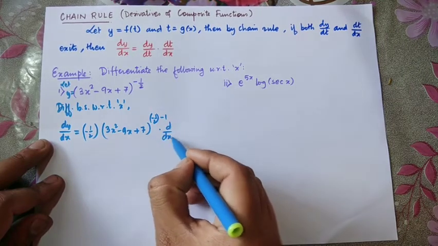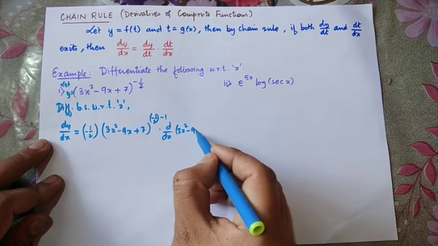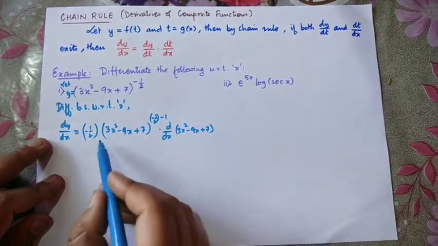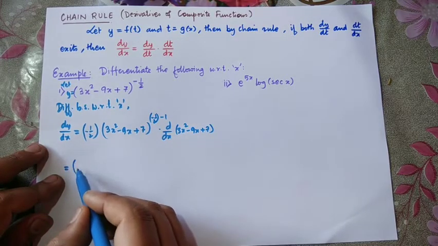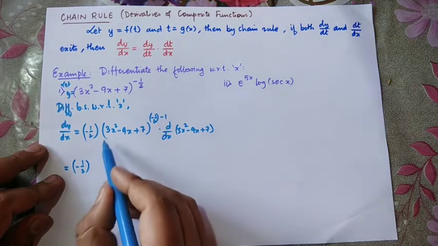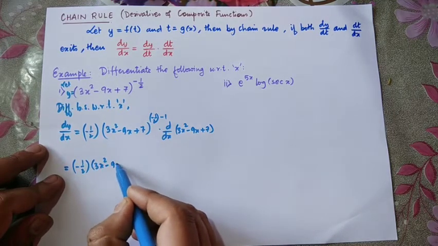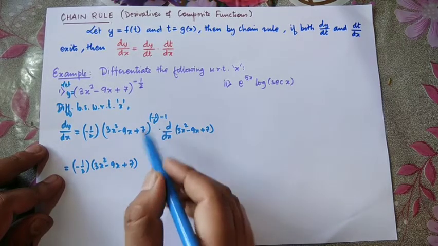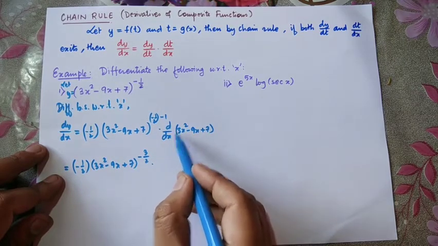Now we will differentiate the inside part, so d by dx of 3x squared minus 9x plus 7, which is there inside. Now let us simplify this one. So we have minus half times 3x squared minus 9x plus 7, and the power is minus half minus 1, which is minus 3 by 2.